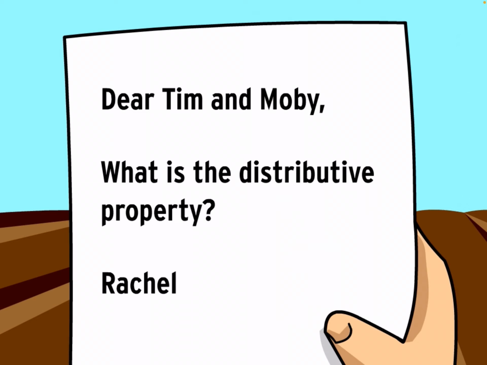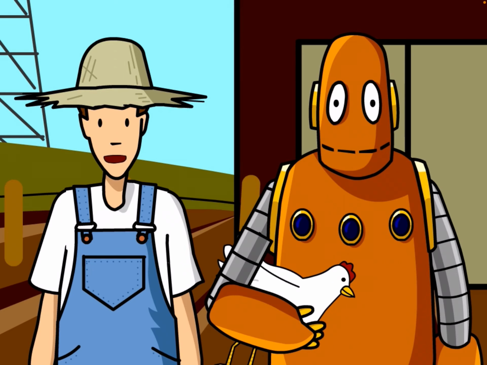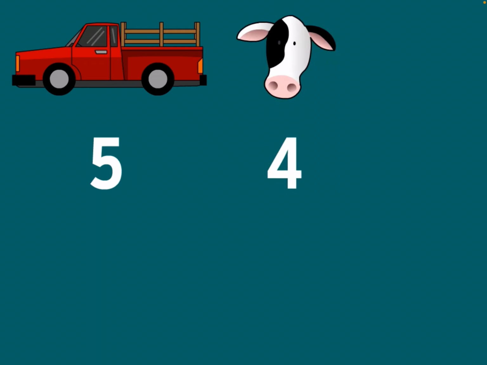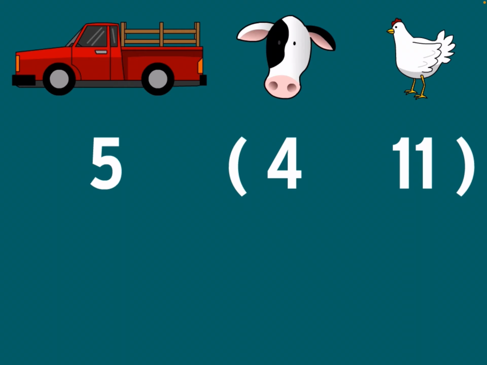Dear Tim and Moby, what is the distributive property? From Rachel. Well, the distributive property is a rule of math that helps us figure out problems involving multiplication and addition. For instance, we can use the distributive property to figure out how many animals are coming in today. 5 trucks are coming today, and each one is carrying 4 cows and 11 chickens. So that's 5 trucks times 4 cows plus 11 chickens.